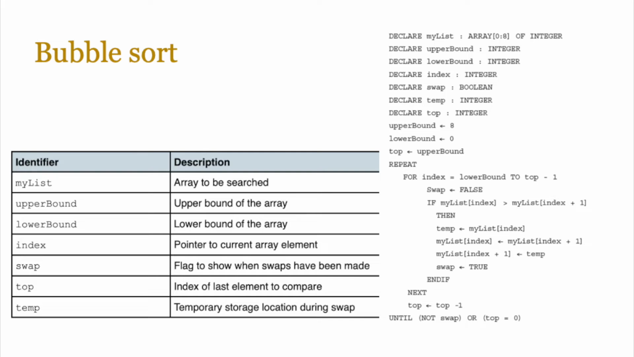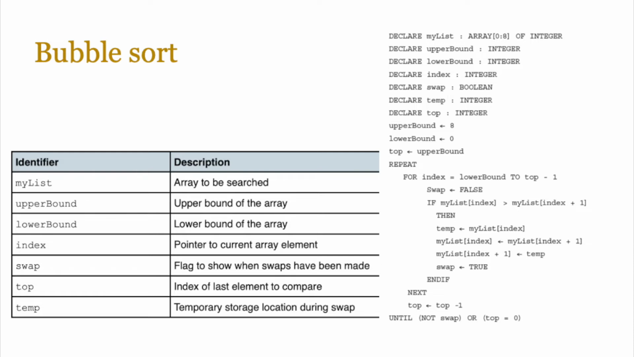We set the swap flag to false because at the moment there are no swaps as far as we know. This could be sorted in the first place. We then check if the list at the current index, which is going to be starting with 0, index 0, is greater than my list index plus 1. So that means 0 plus 1. So you compare the value at index 0 with the value at index 1.